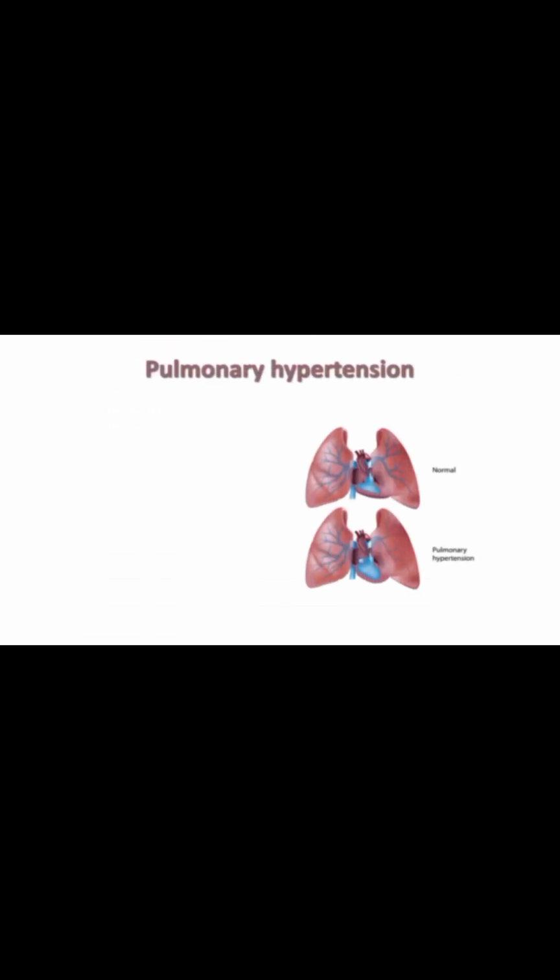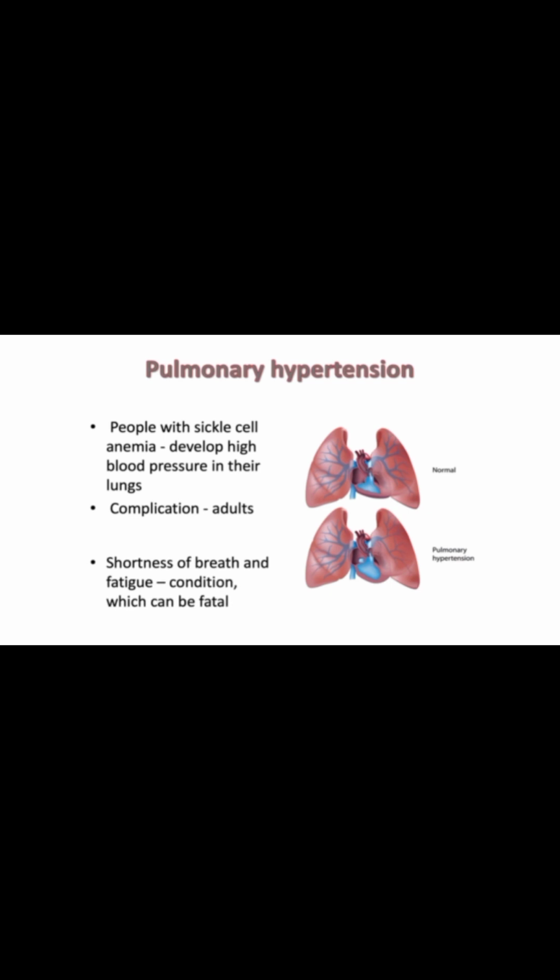Pulmonary hypertension. People with sickle cell anemia can develop high blood pressure in their lungs. This complication usually affects adults. Shortness of breath and fatigue are common symptoms of this condition, which can be fatal.